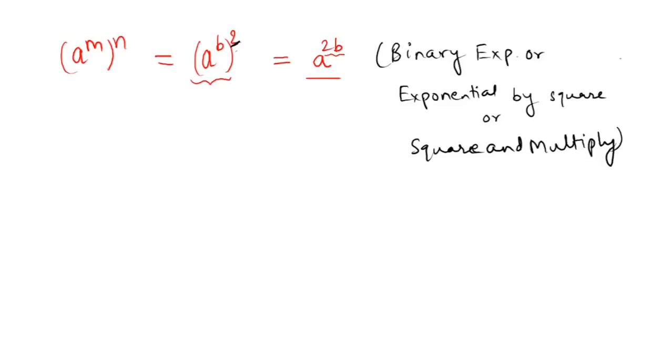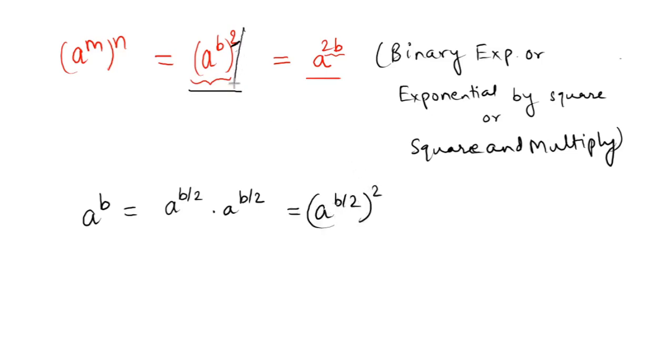So what one needs to do is divide b in such a way that this becomes of the form 2b, and this is possible by taking b by 2 and a raised to b by 2. Only then is it of this form, which can be represented like a raised to b by 2, squared. So our objective is to make the exponent of this form, and this is only possible if the exponent is an even number.